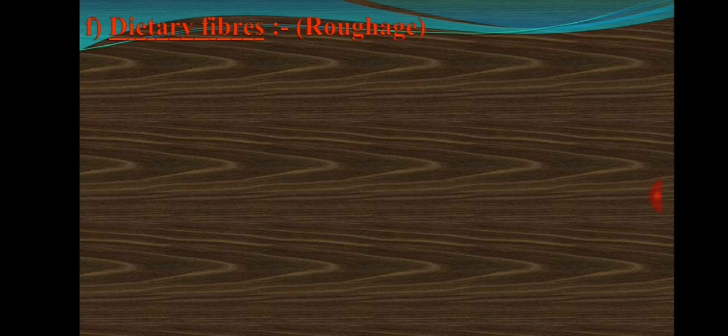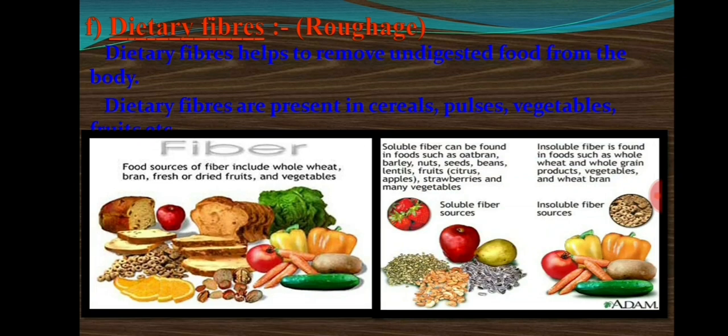Dietary fibers, roughage. Dietary fibers help to remove undigested food from the body. Dietary fibers are present in cereals, pulses, vegetables, etc. And fibers are present in juicy fruits like citrus fruits, and some insoluble fiber is also there in foods such as whole wheat, whole grain products, vegetables and wheat bran.